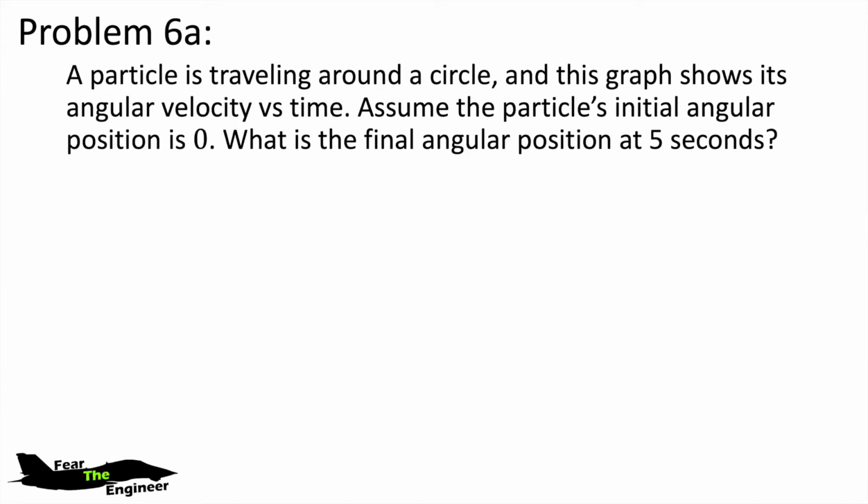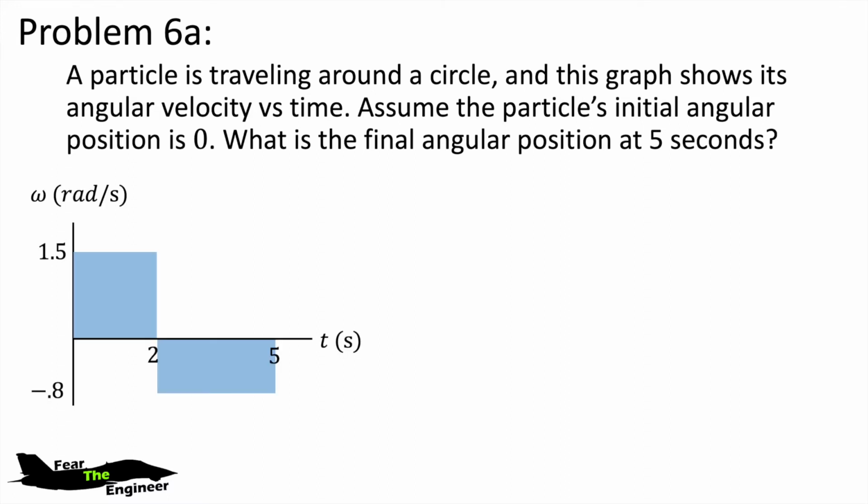Here's problem 6. A particle is traveling around a circle. The graph below shows its angular velocity versus time. In part A, we want to know what the final angular position is at 5 seconds. Let's list the givens and finds. The problem gives us the omega versus time graph and the initial position. It wants us to find the final angular position.